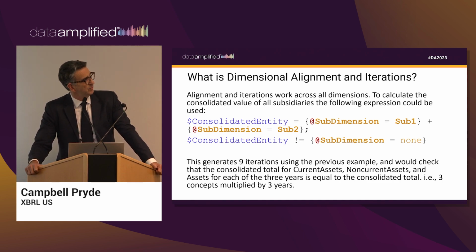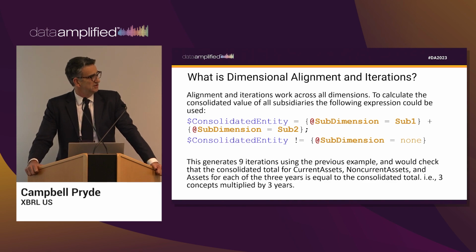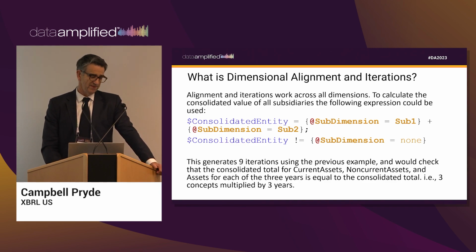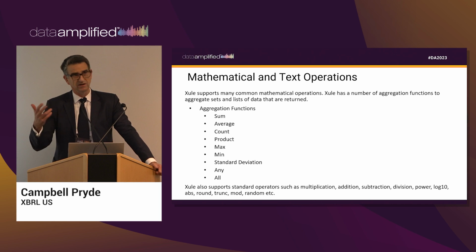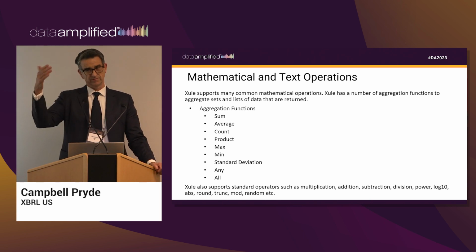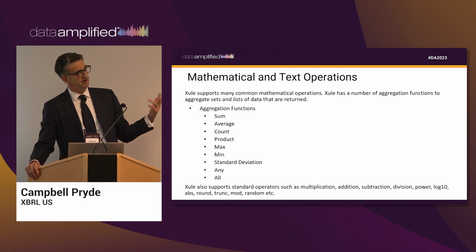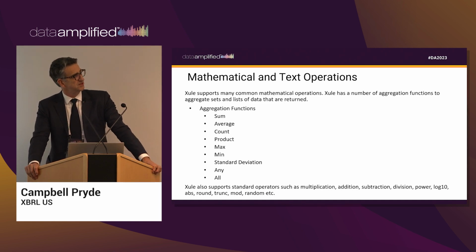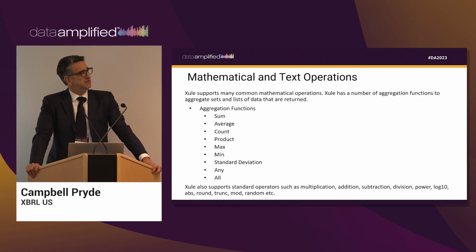We're not specifying what the concept is, but it'll then go across and add that for every single concept. And then this is checking if it adds to the value that you have for the consolidated entity. So if you were to run this on that data that we had, that would run 9 iterations that would go through those 3 blocks and roll up assets, current assets, non-current assets, and add all the subs together. So that's how the alignment works.